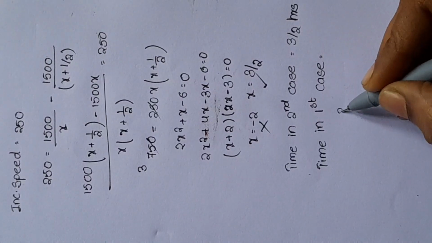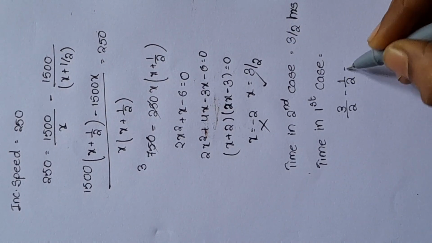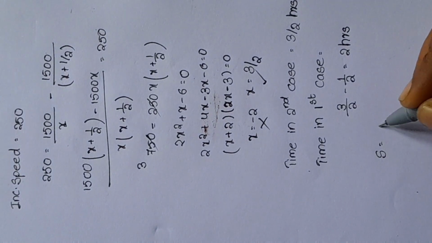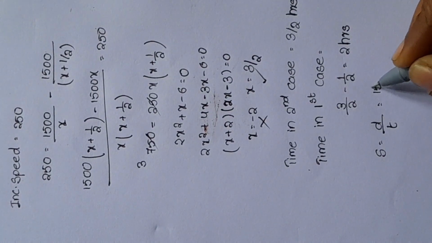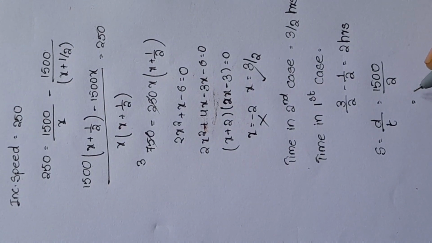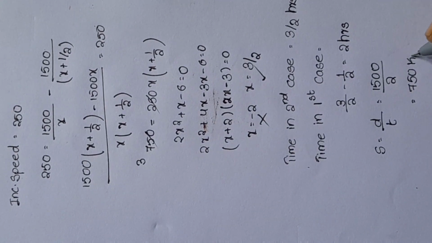Time taken in the first case is 3/2 minus 1/2. That is 2 hours. Now we should find the original speed. That is, speed is equal to distance by time. Distance is 1500 by the time taken is 2 hours. This is equal to, we get 750 kilometers per hour is the original speed.